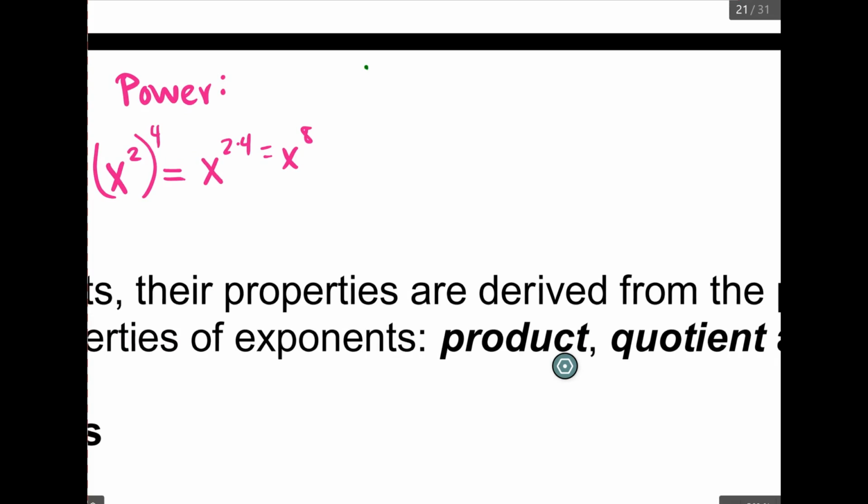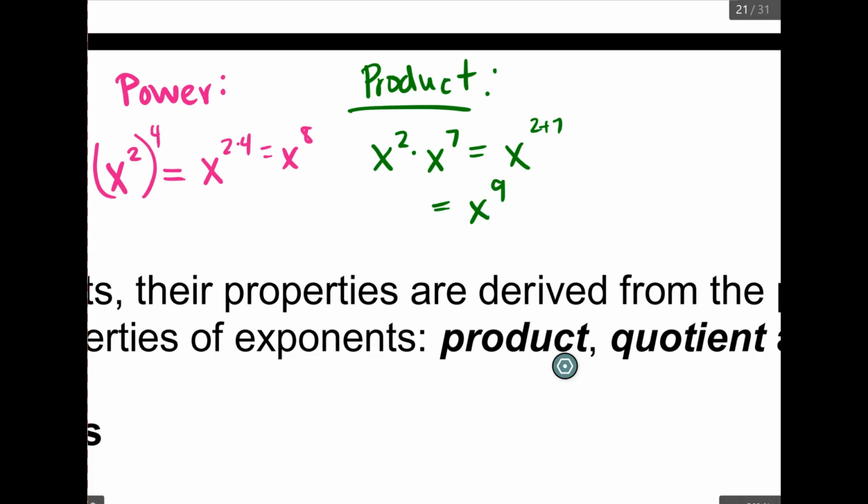If I have product, so remember, power, you just multiply. Product. So if I have x squared times x to the 7th, this would literally be x to the 2 plus 7, which is x to the 9th power. You add them. So if things are being multiplied, you add the exponents.